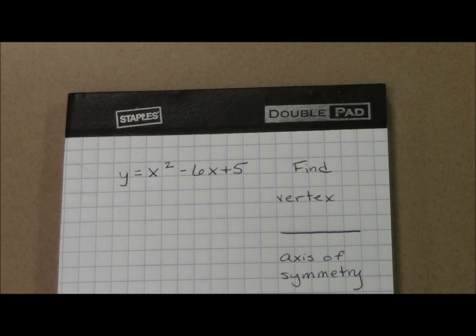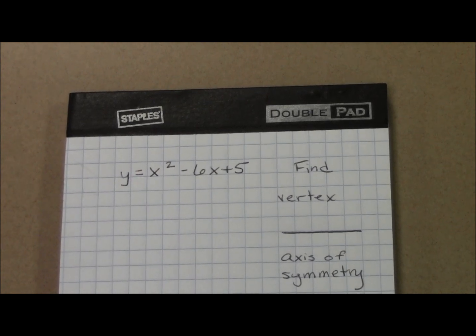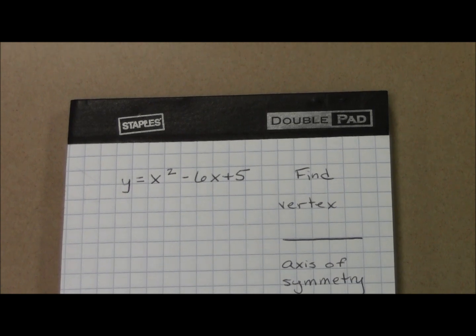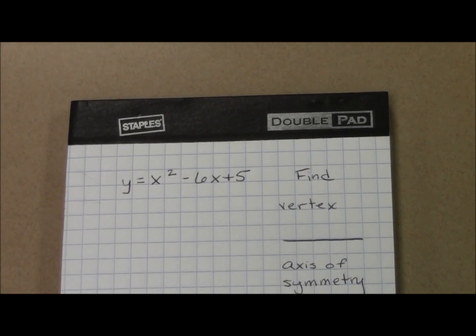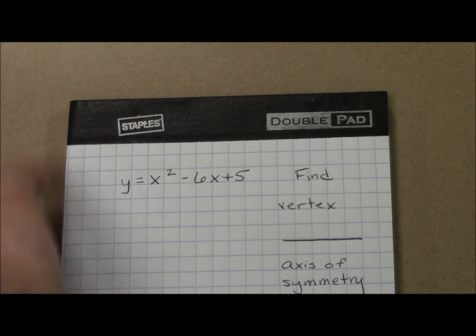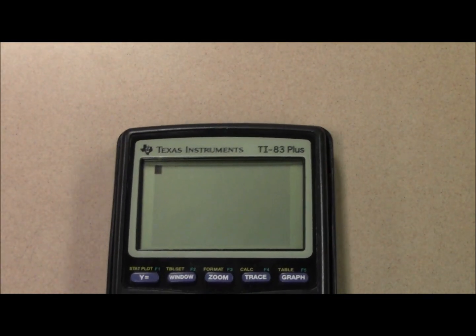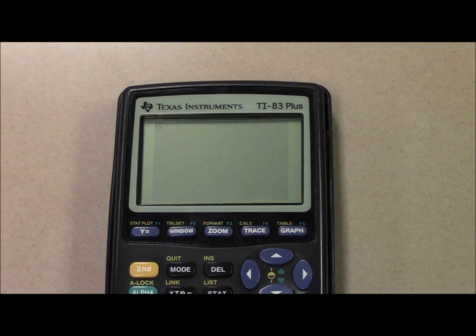5. So the fact that it has an x squared term as its highest power means that we will end up getting a parabola as an answer. So let's transition here to the calculator for a moment. Okay, TI-83 Plus graphing calculator.